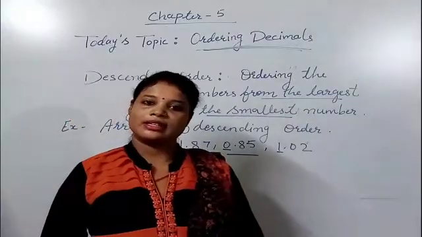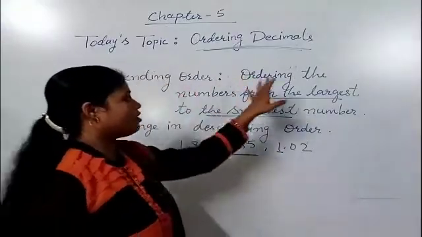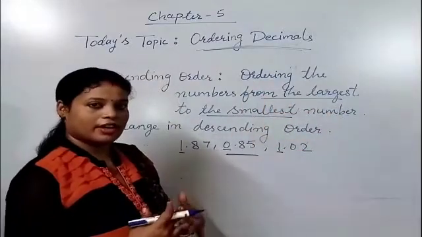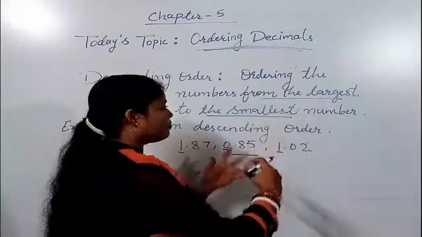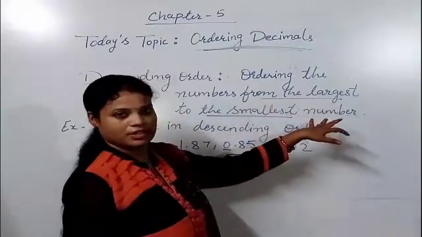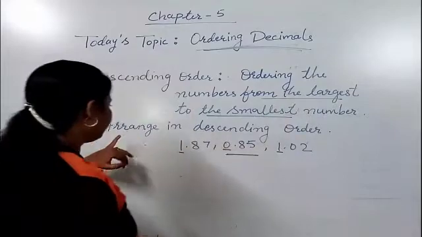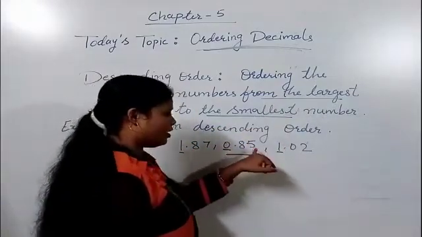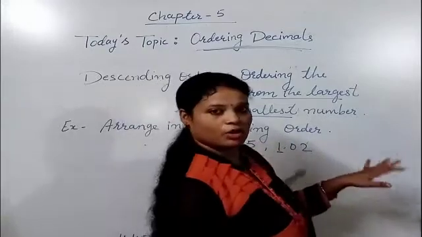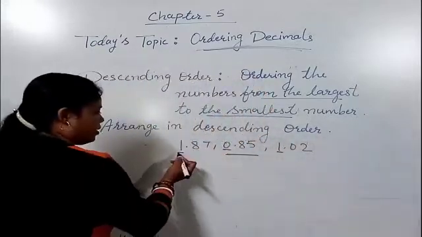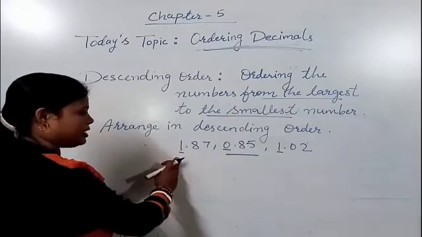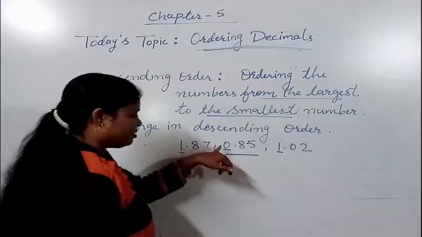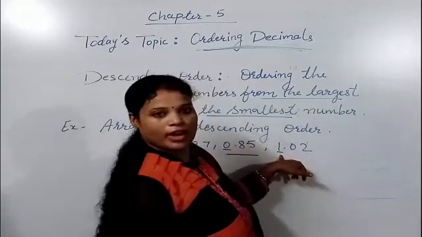What do you mean by descending order? It means ordering the numbers from the largest to the smallest number. So we'll see an example: arrange in descending order 1.87, 0.85, 1.02. Now we'll see. First we'll see before the decimal, which means the left side of the decimal. That is 1 here, 0 here and here it is 1.